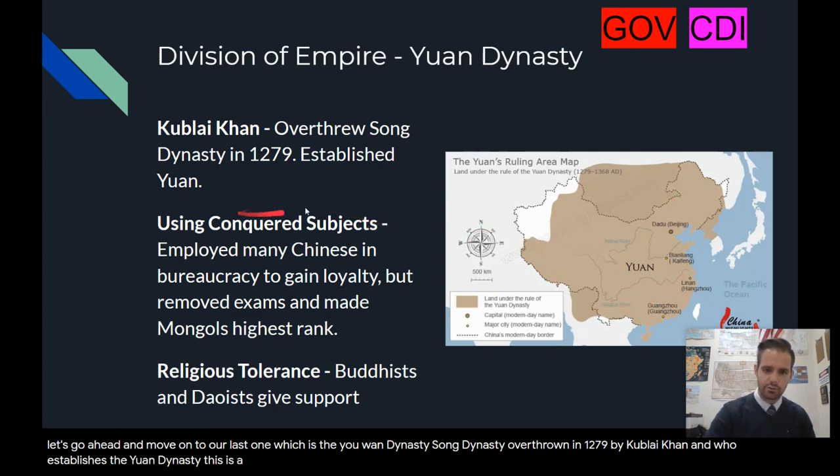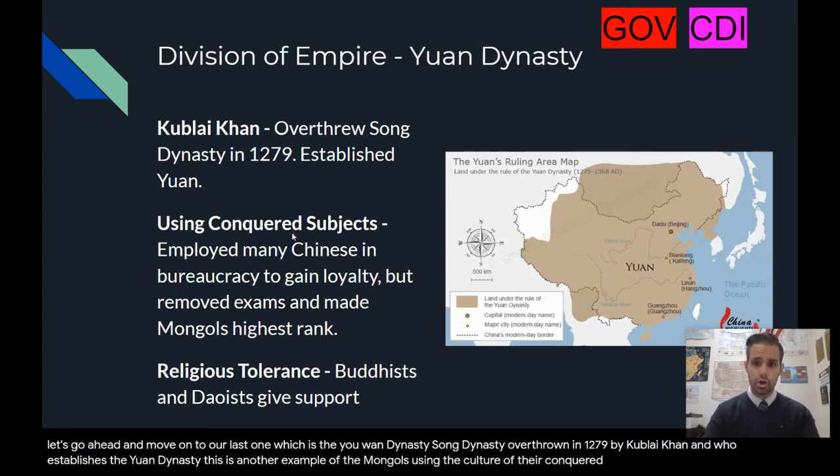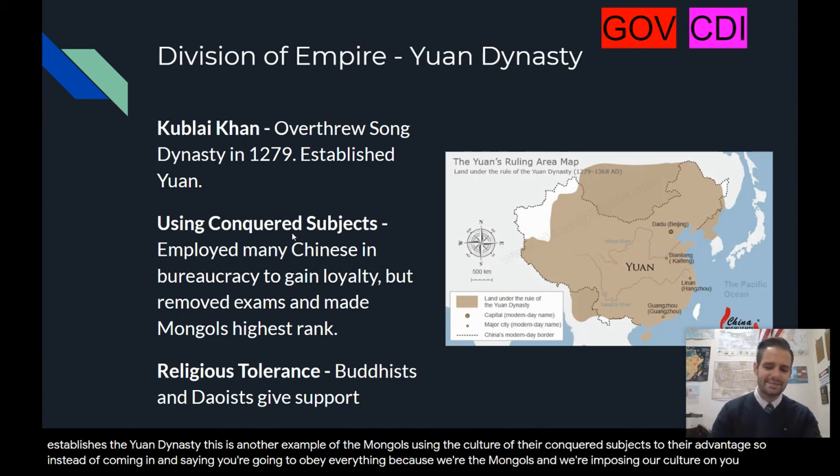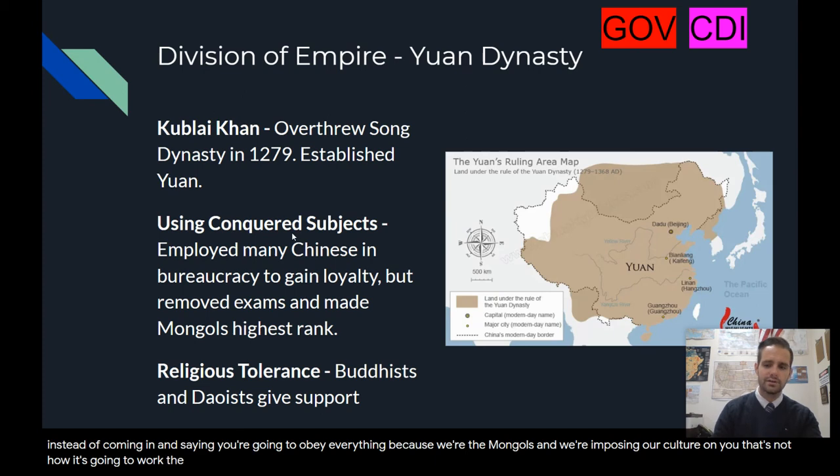This is another example of the Mongols using the culture of their conquered subjects to their advantage. So instead of coming in and saying, you're going to obey everything that we tell you because we're the Mongols and we're imposing our culture on you, that's not how it's going to work. The Mongols come in and say, let's use what's already here in order to rule over the people.